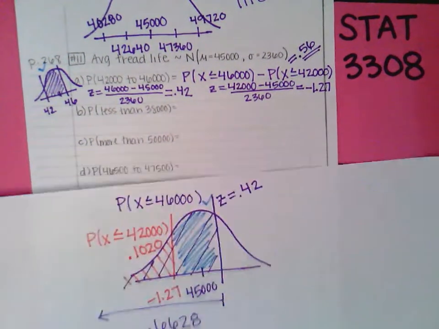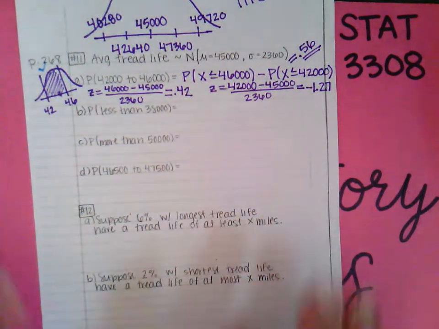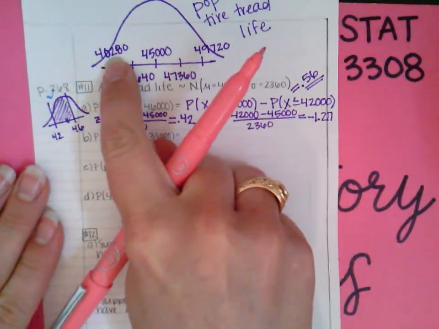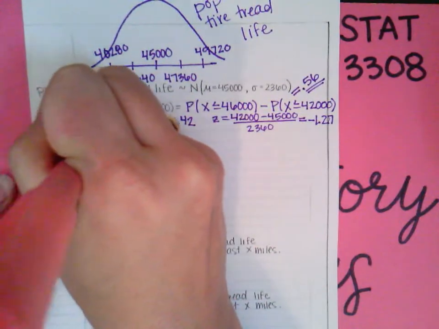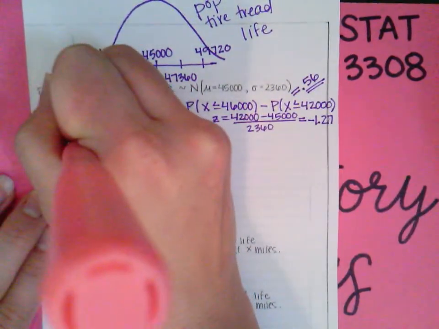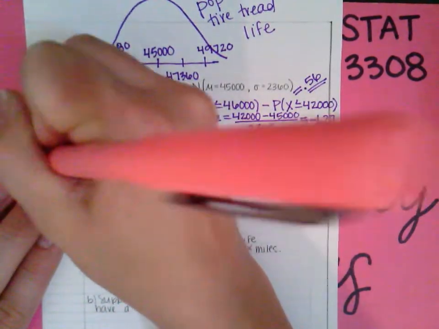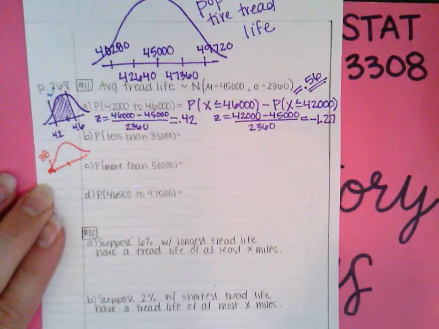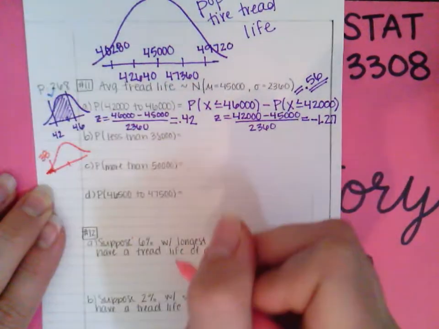All right, on part B, it wants us to look at what's the probability of getting less than 38,000. Well, if you notice, 38,000 is actually more than 2 standard deviations below the mean. So when I draw my little example here, here's the mean, 38 is going to be all the way down here. So that's going to be a really teeny probability, okay? And it's less than, so I'm going to shade to the left.